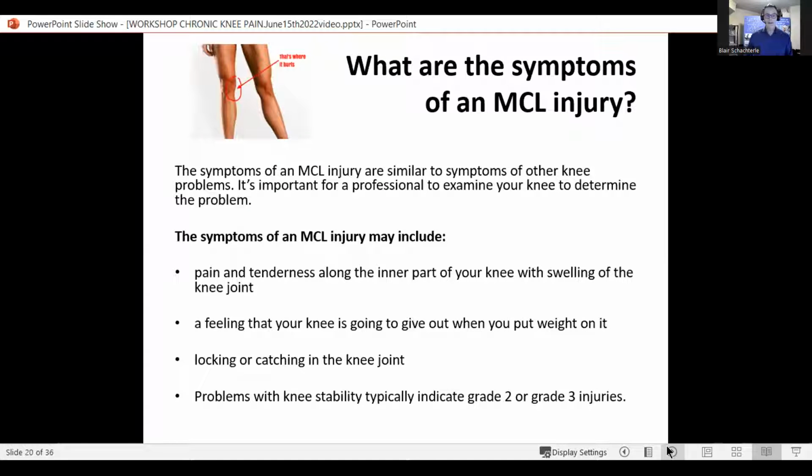Good. And again, we get symptoms where we have localized swelling, a lot of joint line pain right on that inside. Some people will get catching and locking in the knee as well. And that's because they've actually irritated their meniscus or maybe torn their meniscus as well. And they will complain of some instability in the knee as well.